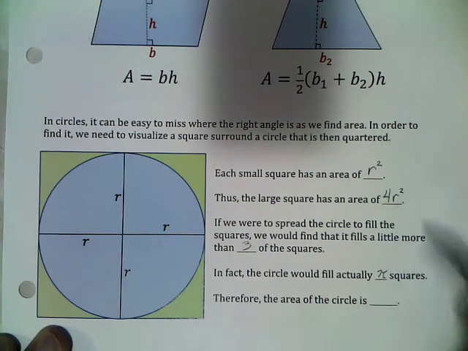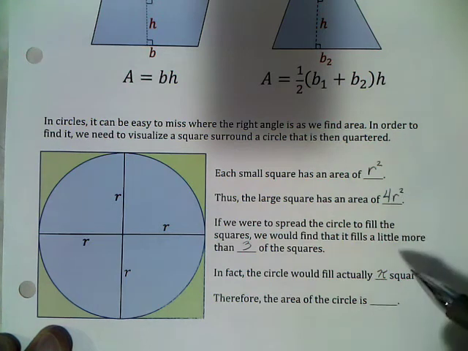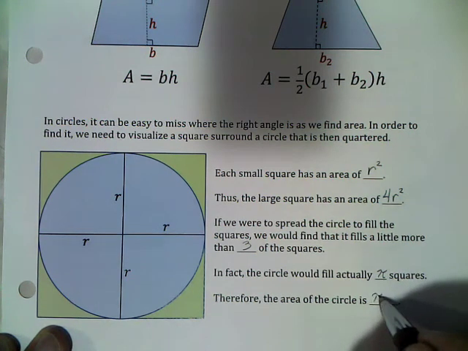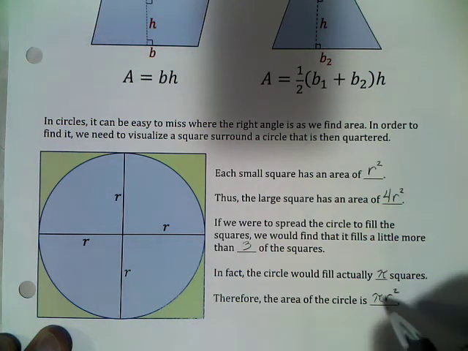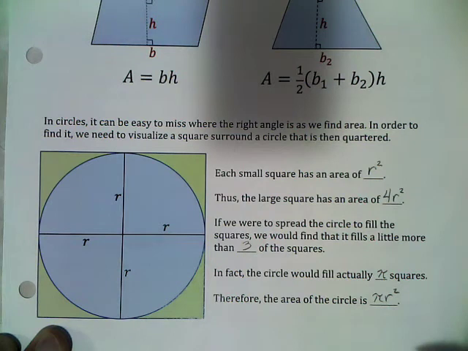Therefore, the area of a circle, it's not 4r squared, it's pi r squared, which leads to a terrible math joke. What is the area of a circle? Pi r squared. But pi r not square, pi r round. Ha, ha, ha. Go back and replay that if you need to.